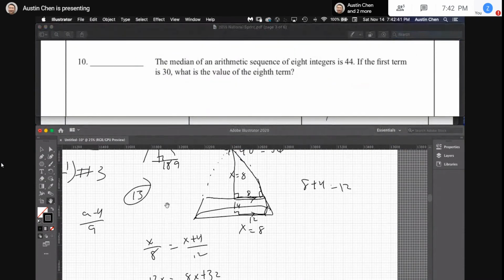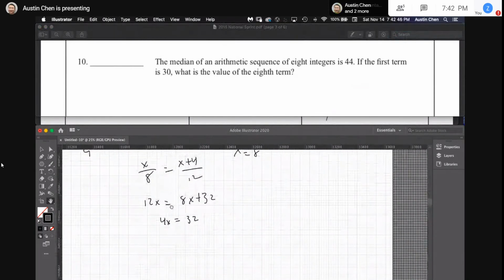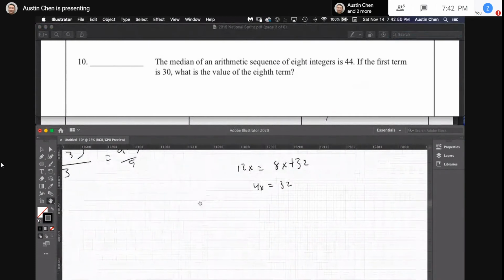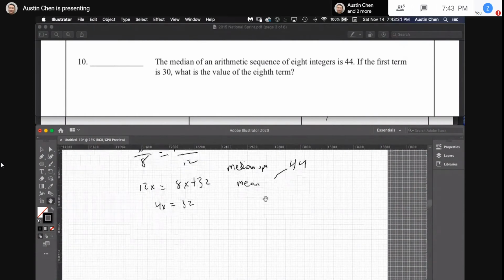The median of an arithmetic sequence of 8 integers is 44. If the first term is 30, what is the value of the 8th term? Okay, so this is based on one property of arithmetic sequences. If you have the median or mean of the arithmetic sequence, then the opposite integers of the arithmetic sequence also have to have an average of this median or mean.